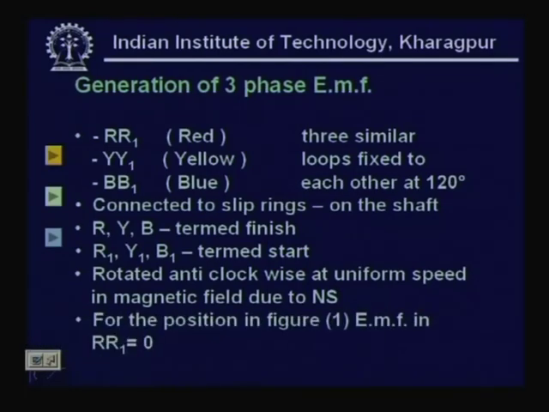Now, we already know that if a particular loop is rotated in a magnetic field anticlockwise, the generated EMF is sinusoidal. What we are going to show in this particular case is that when there are three loops, it will be as though there are three voltages generated, each displaced in time, which is equivalent to a displacement of 120 degrees phase shift or electrical shift.